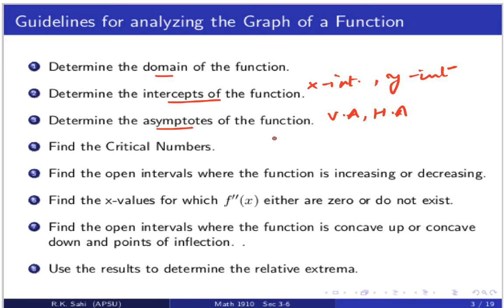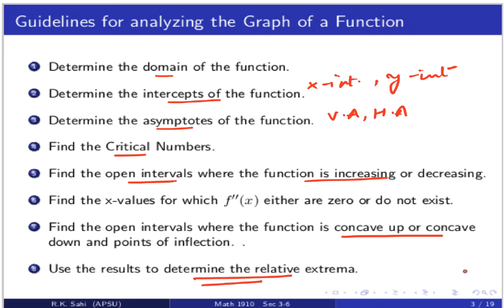Then we will find the first derivative. It will help us to find our critical numbers, and from there, we will look at the open intervals where the function is increasing or decreasing. Then we will do our second derivative, and we'll find the x values where the second derivative does not exist or is 0, which will help us get the intervals where the function is concave up or concave down. And finally, use either the first derivative test or the second derivative test to determine the relative extrema of the function.